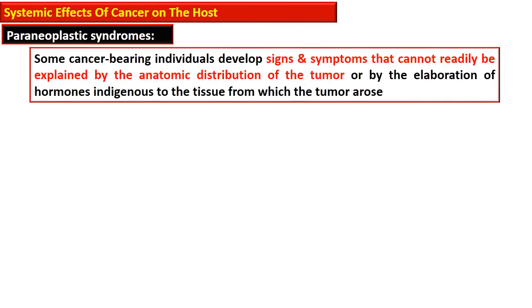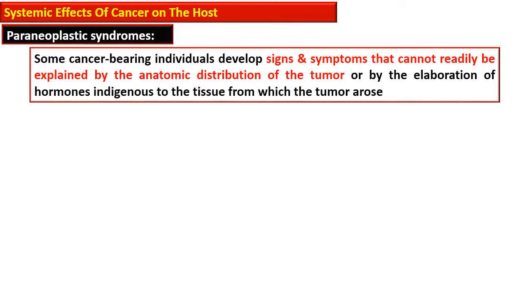There is another entity that is termed as paraneoplastic syndrome. The paraneoplastic syndrome is exhibited by some cancer-bearing individuals who develop signs and symptoms that cannot readily be explained by the anatomic distribution of the tumor or by the elaboration of the hormones indigenous to the tissue from which the tumor arose.